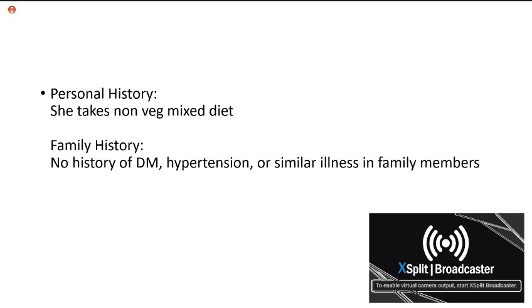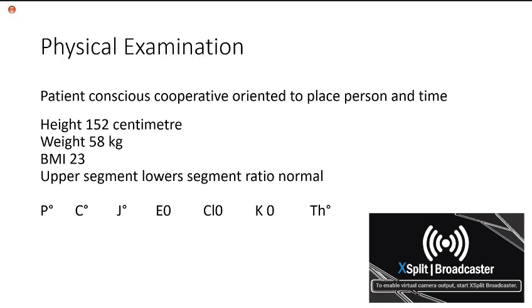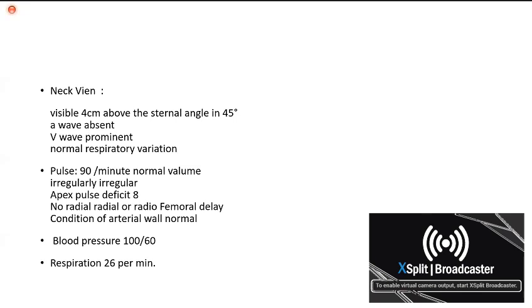Saroj, we will go for the physical findings. The patient is conscious, cooperative, oriented to place, person, and time. Height is 152 centimeters, weight is 58 kg, BMI 23. The upper segment to lower segment ratio is normal. Pallor, cyanosis, jaundice, edema, clubbing, koilonychia are absent, and the thyroid is not visible. Now, sir, neck veins: visible 4 centimeters above the sternal angle at 45 degrees. A wave is absent, V wave prominent, normal respiratory variation.